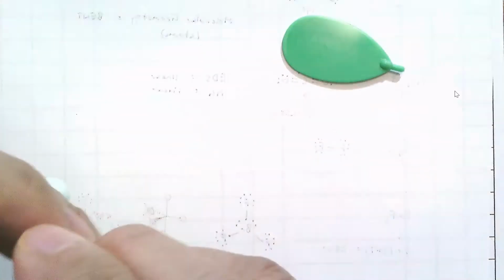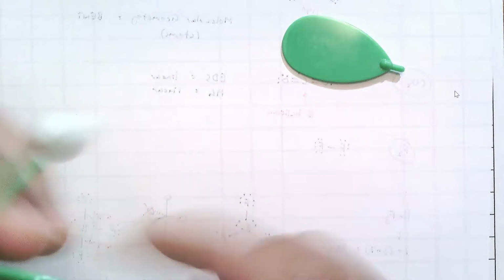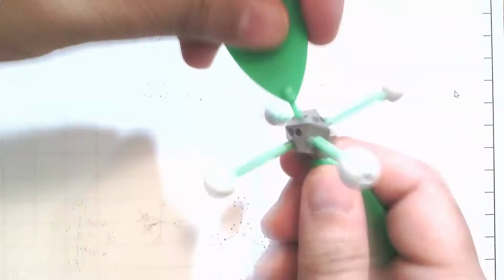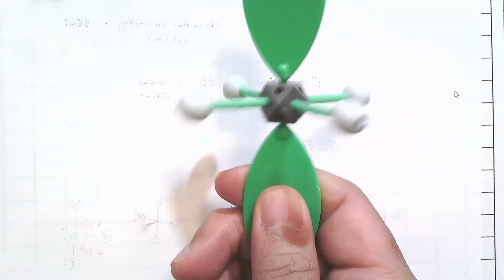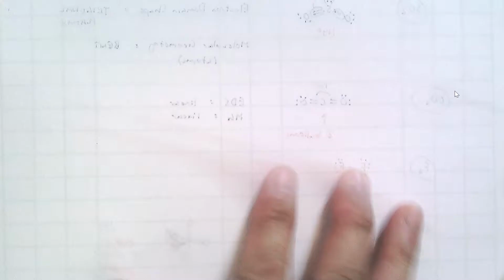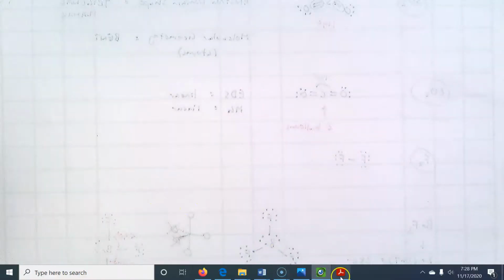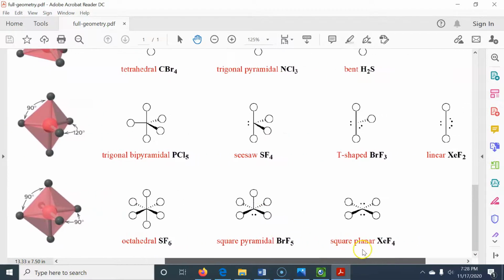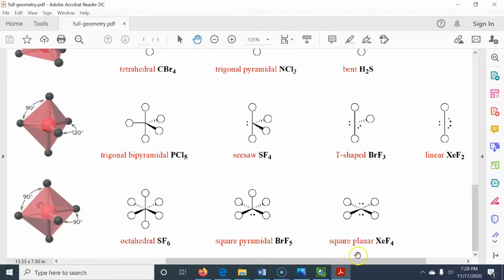Let me just double check something. Yeah, you would remove the top atom to make it square planar. Okay. Let me show you that, and then we could be done with this video. 3 members only, and there they are. Square pyramidal, square planar. Again, they all have 6 balloons. It's just that the number of outer atoms changes. Now the bond angles here are 90 degrees. Okay, 90 degrees.